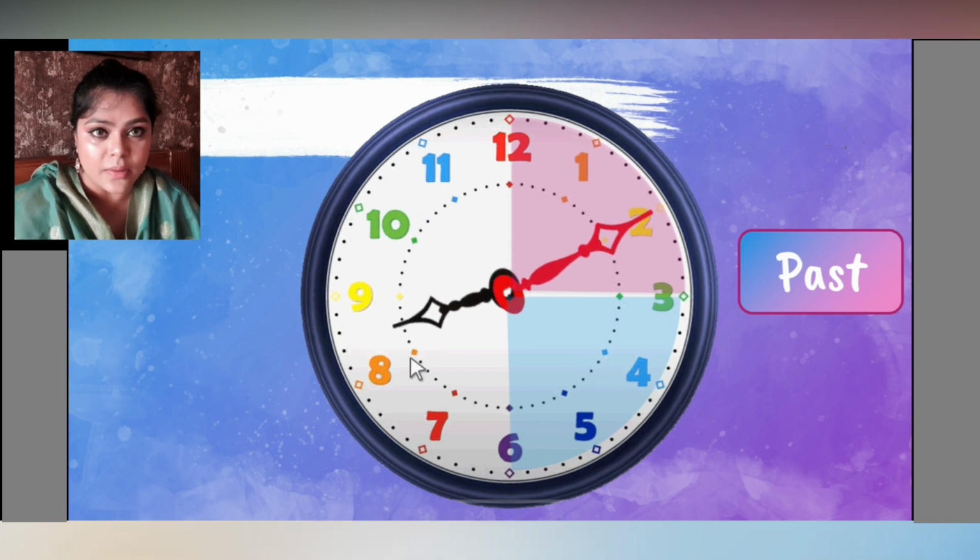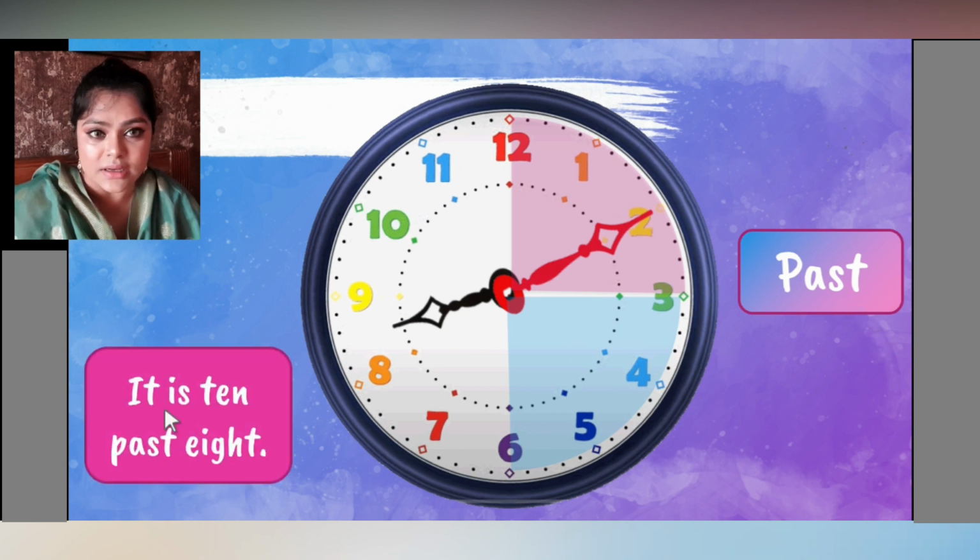You can see the hour hand is in between the 8 and the 9, so it will be 8 o'clock. Now you can see the minute hand. It is pointing 2. That means it is 10 minutes. The minute hand is in this section. The time will be 10 past 8. Now 10 is 10 minutes. It is 10 past, means 10 minutes is past for 8 o'clock.